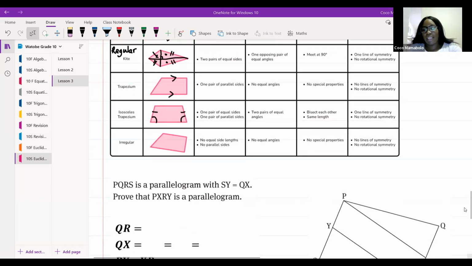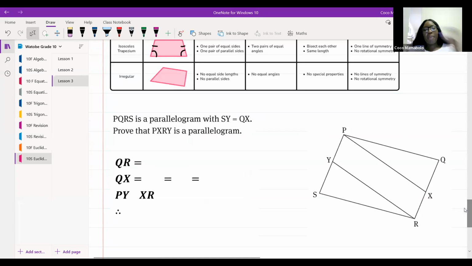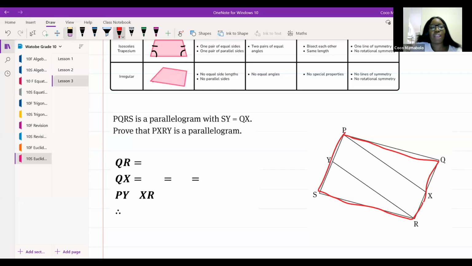We're going to look at this quickly. Now, this says PQRS is a parallelogram, and they even give you some of the things that you need to know. It says SY is equal to QX. Prove that PXRY is a parallelogram. Now, look at the drawing we've been doing. They're telling us that PQRS, so I'm going to map out PQRS, the quadrilateral. They're saying that that is a parallelogram.